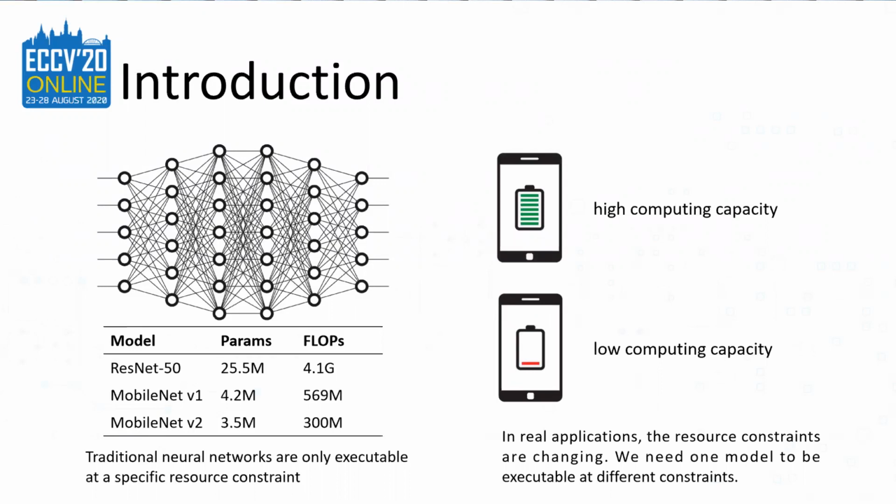But in real applications, the resource constraints change with time due to many conditions. For example, when the battery is high, we may have enough computing capacity for the full model. But when the battery is low, we only have limited computing capacity, so we have to switch to a smaller model. A simple solution to this problem is to keep several models in the device and switch among them. This will consume large memory footprints and is not scalable to many different constraints. To address this issue, we need an adaptive model which is executable at different constraints.